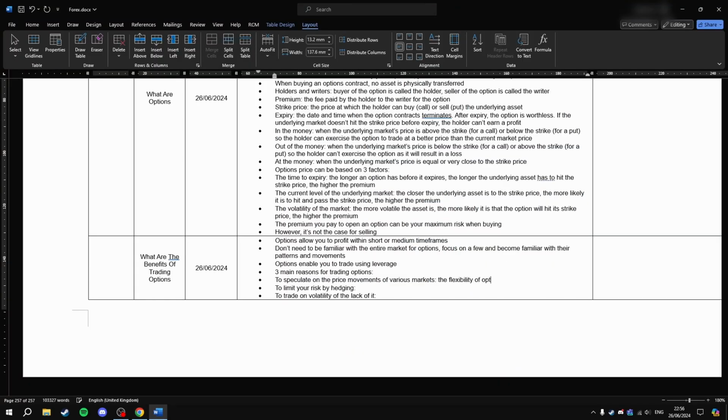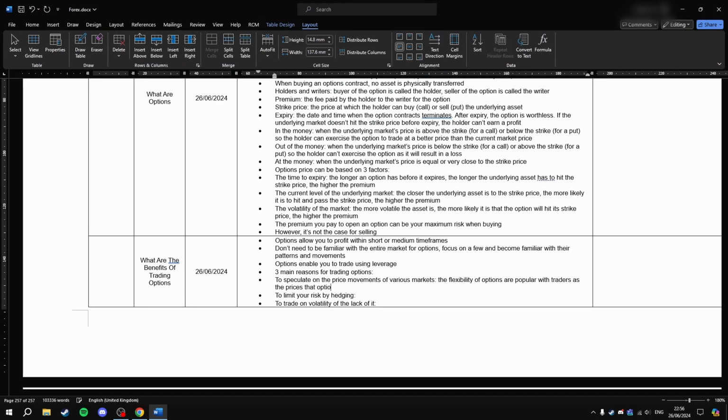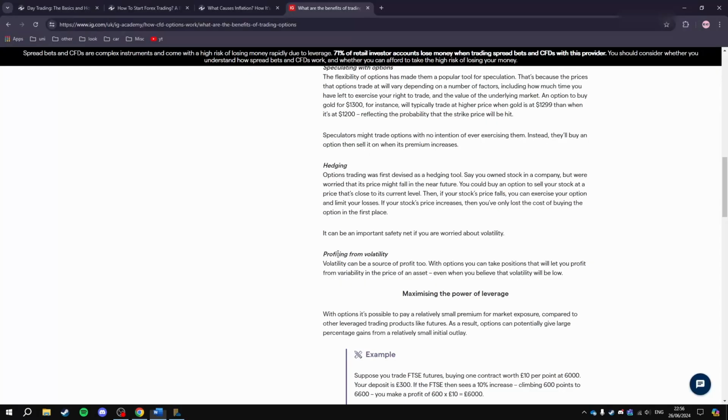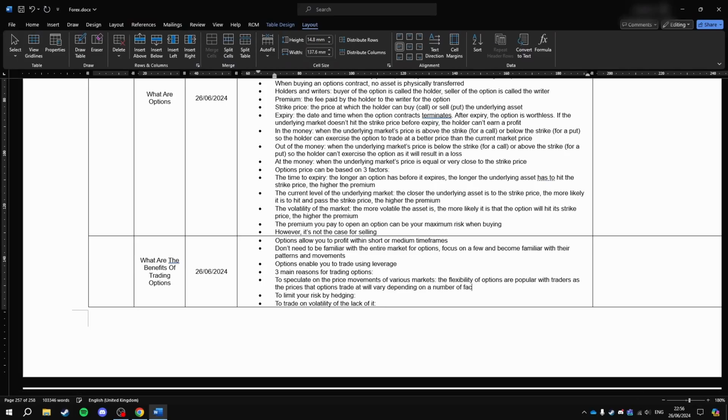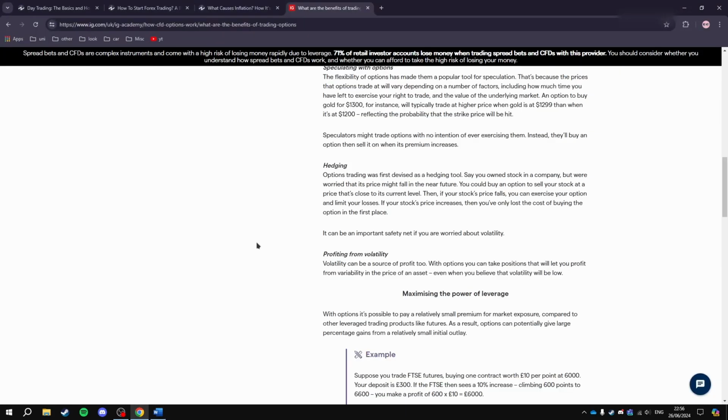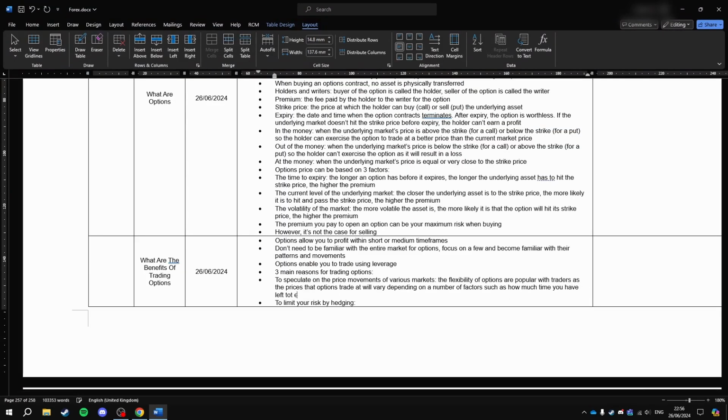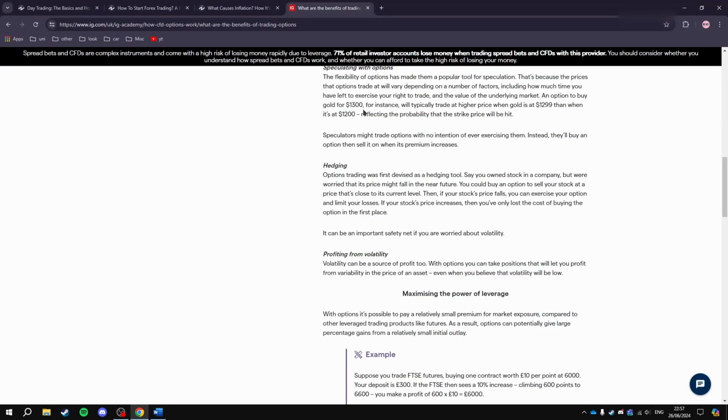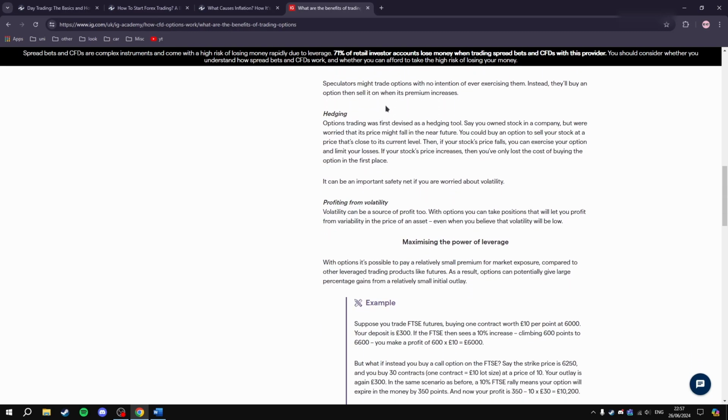The prices that options trade at will vary depending on a number of factors, such as how much time you have left to exercise your right to trade and the value of the underlying asset. An option to buy gold for 1,300, for instance, will typically trade at a higher price when gold is at 1,299 than when it's at 1,200, reflecting the probability that the strike price will be hit. Speculators might trade an option with no intention of ever exercising it. Instead, they'll buy an option and sell it on when its premium increases.